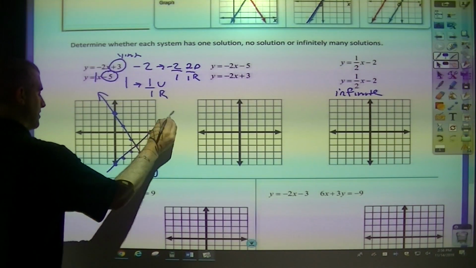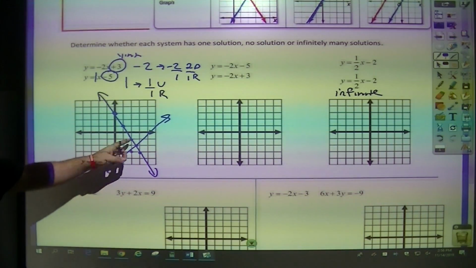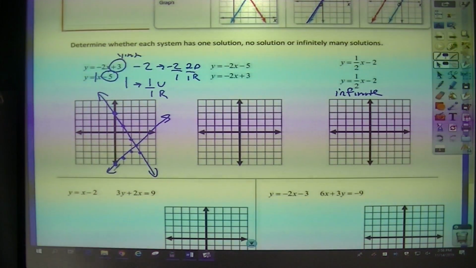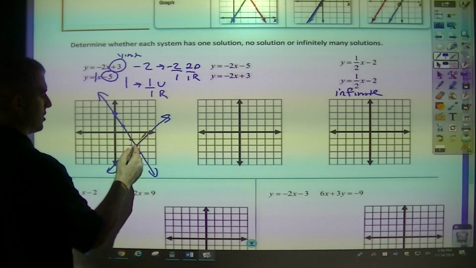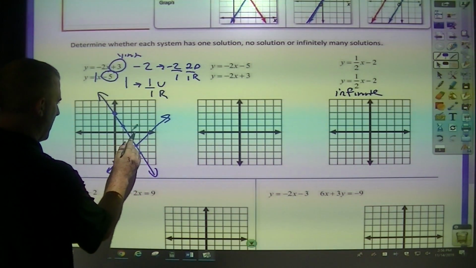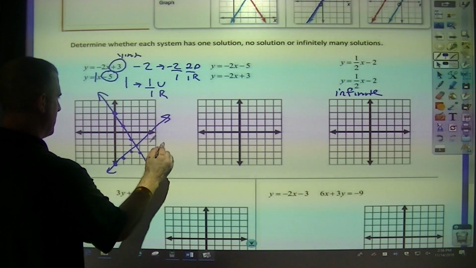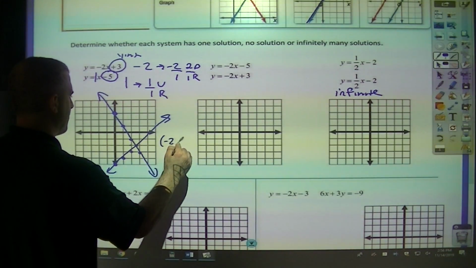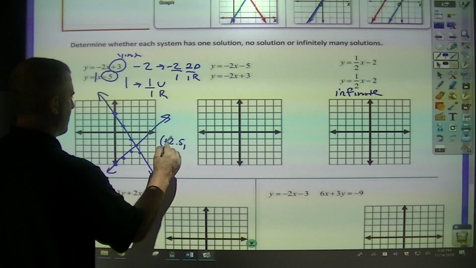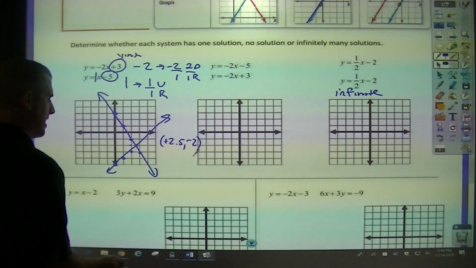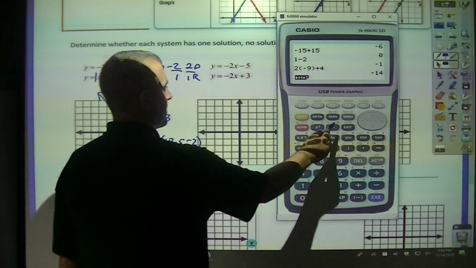Okay, now sometimes it will be something that you can clearly see, like it will be on one of these. Sometimes you'll have to estimate it, and I'll show you the calculator. So that's like negative 2.5, positive 2.5, about negative 2 would be the answer. Now let me show you how you do that in the calculator.